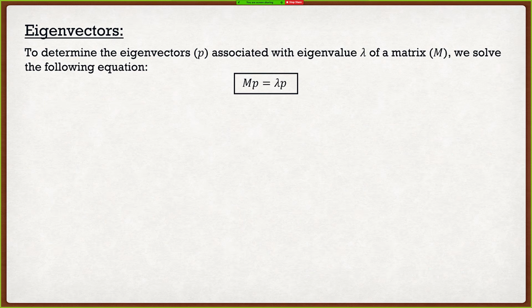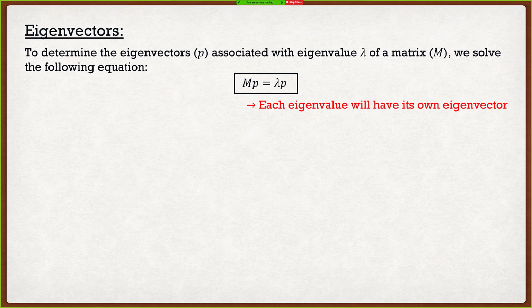Now let's talk about the eigenvectors. So to determine the eigenvectors, which I'm going to call P, associated with the eigenvalue lambda of matrix M, we solve the following equation: MP is equal to lambda P. Now, if we look at this equation, we have a lambda in there. And remember, if it's a 2 by 2 matrix, we have 2 eigenvalues. If it's a 3 by 3 matrix, we have 3 eigenvalues. So if we're determining the eigenvectors, we're actually going to have to repeat this process 2 times if it's 2 by 2, or 3 times if it's 3 by 3. So we're going to have to solve this equation each time with each eigenvalue.